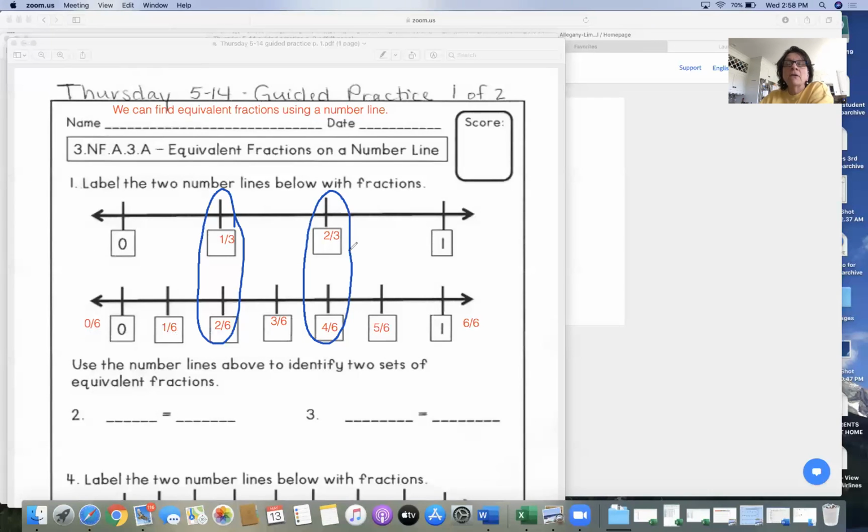The other thing you can do is you can say how far they are from zero. So 1/3 is this far from zero, and 2/6 is also the same distance from zero. Okay, the same spot from zero. But it's kind of nice to look at them and line the number lines up. Notice my zeros are in the same spot, my ones are in the same spot, and I have divided my number lines into equal parts. All of those are really important strategies to use if you want to find equivalent fractions.